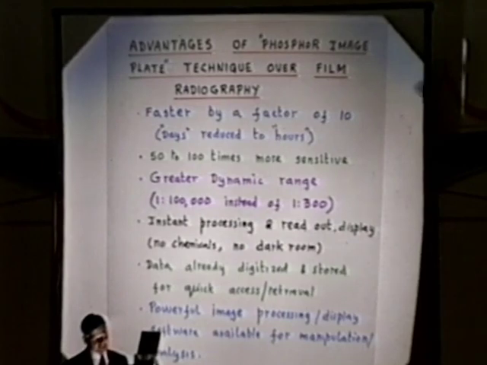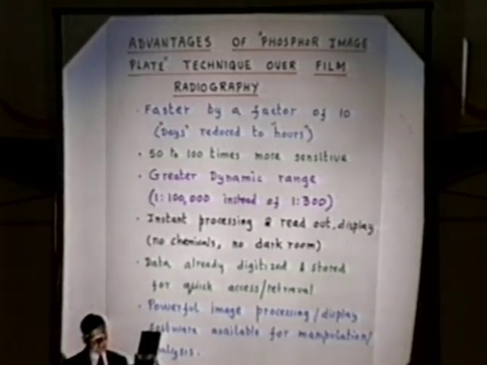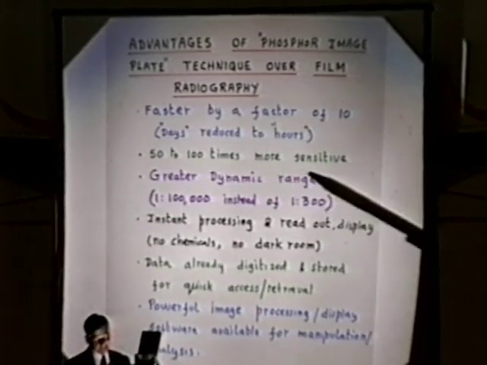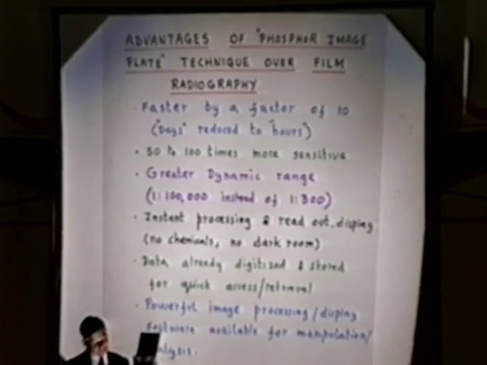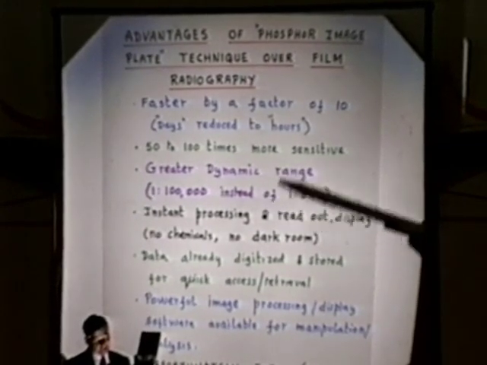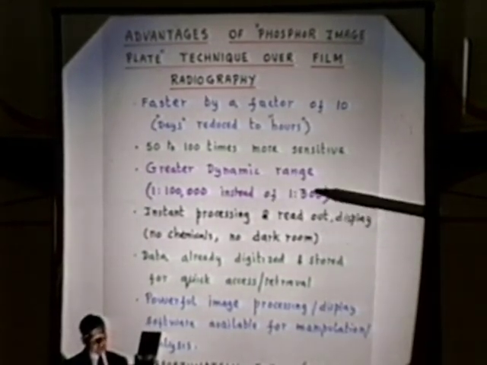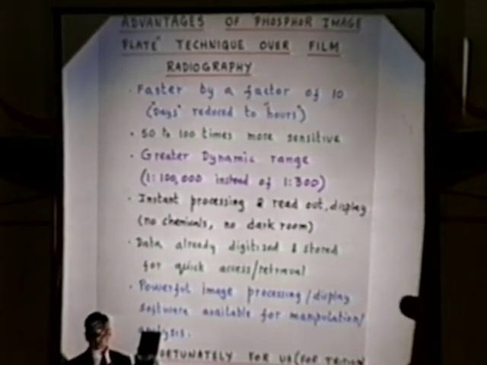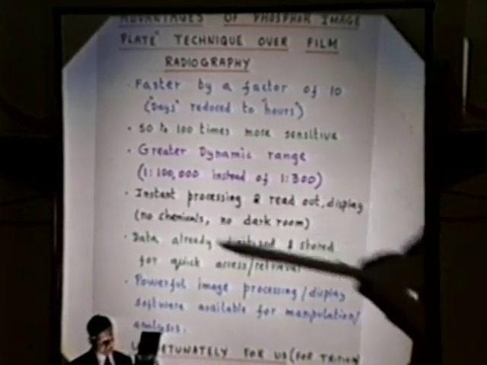Advantages of the phosphor image plate technique over conventional film radiography: it is faster by a factor of 10. Days of exposure are reduced to hours. It is 50 to 100 times more sensitive as compared to an X-ray film. It has a much greater dynamic range. That's the most interesting point. Whereas an X-ray film has a dynamic range of only 1:300, these plates are 1:100,000. So that even with very low intensities, we are able to get a nice image.